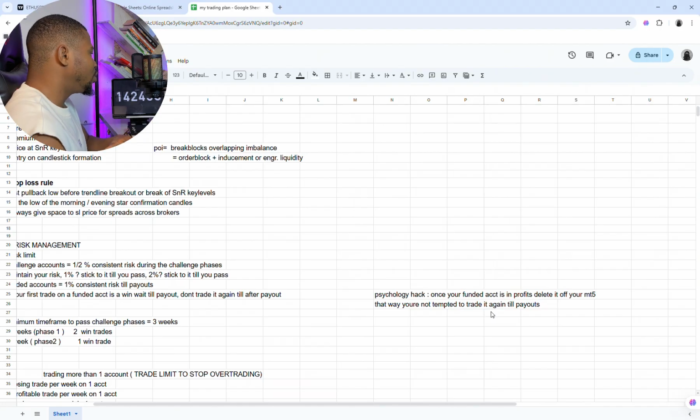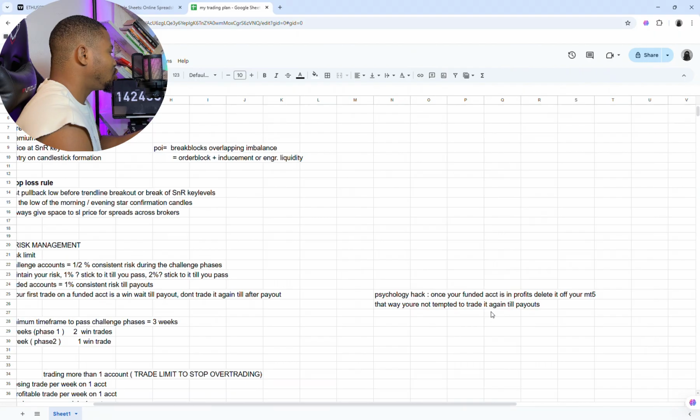So this is what I do. Instead of leaving the account there, you might see a trade and you'll be like, okay, this trade looks good. Since I've made like 5%, I can increase this number to like 8% and get a bigger number, or more money. So instead of being tempted to trade on that account, which you might trade again and lose the one that you've made already, it's better you delete it off your MT5.